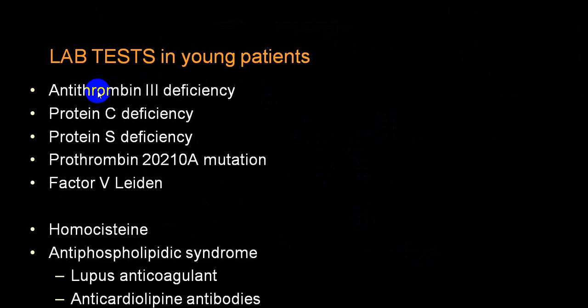To find out the risk factors: antithrombin III deficiency, protein C, protein S deficiency, prothrombin, and factor V Leiden deficiency also. Even homocysteine level, antiphospholipid syndromes, you can go for an antibody study in those groups. Invasive procedures are very rarely required, like venography or radiolabeled fibrinogen study.